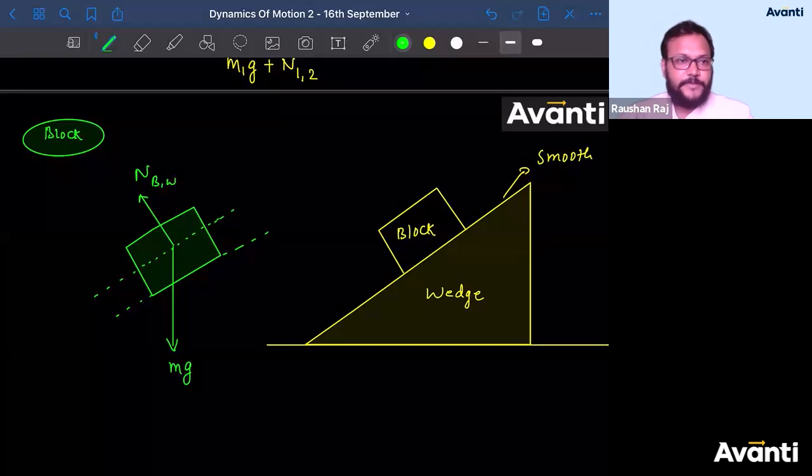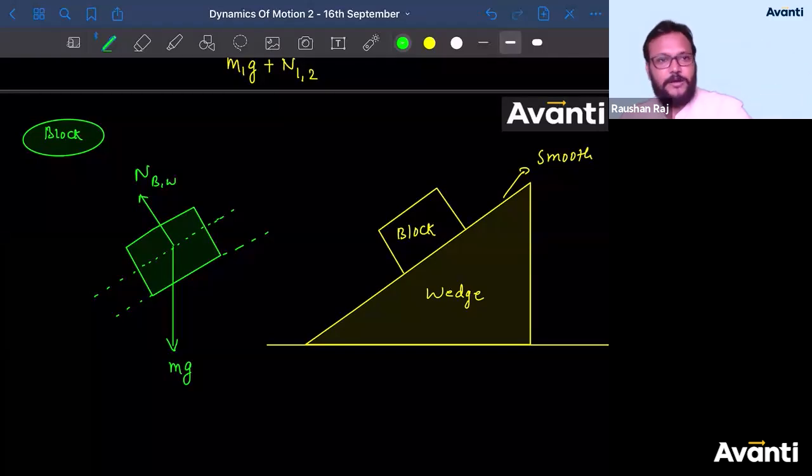Tanishk Kumar, can you hear me? I'm trying to unmute you. Please unmute yourself and please ask. Tanishk, it must be coming on your screen. Roshan Raj wants to unmute you.